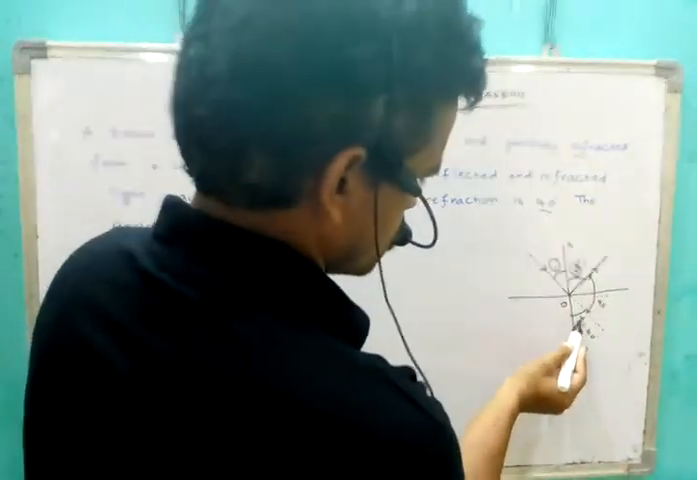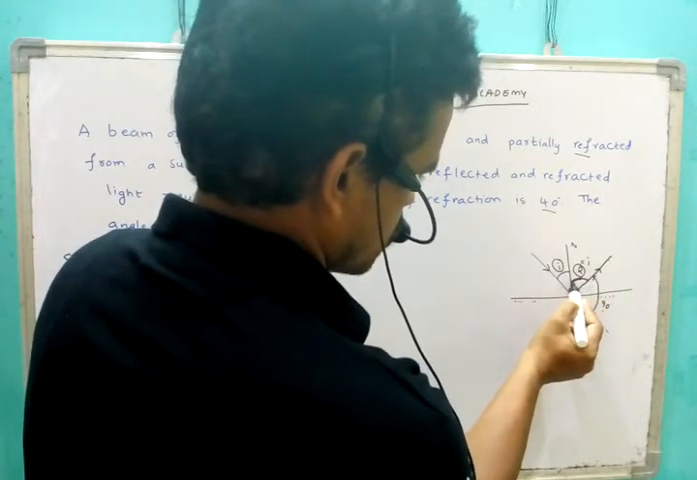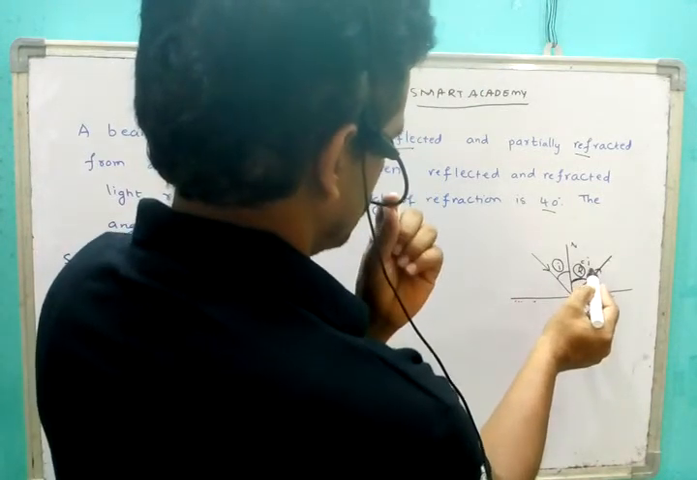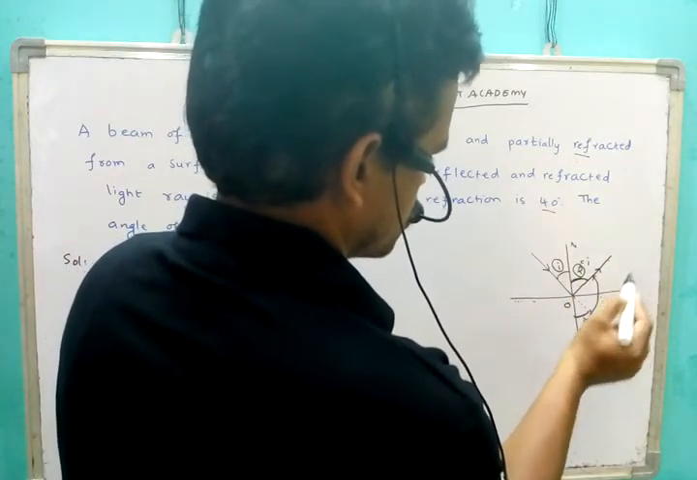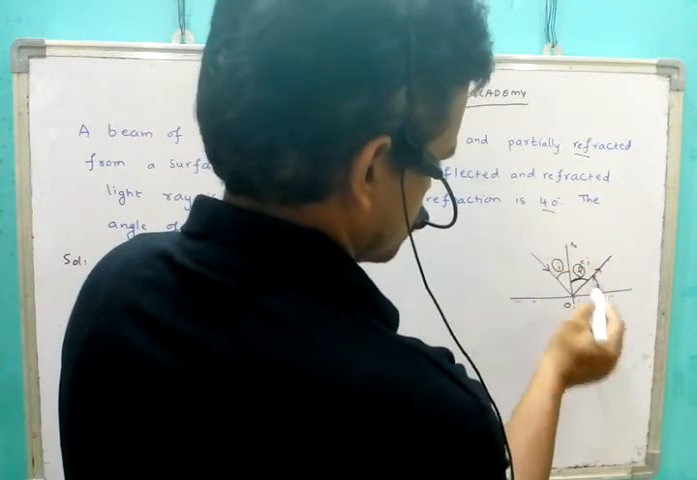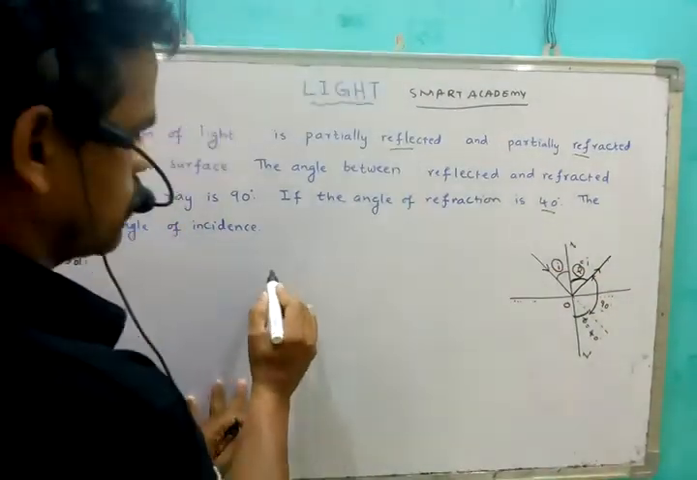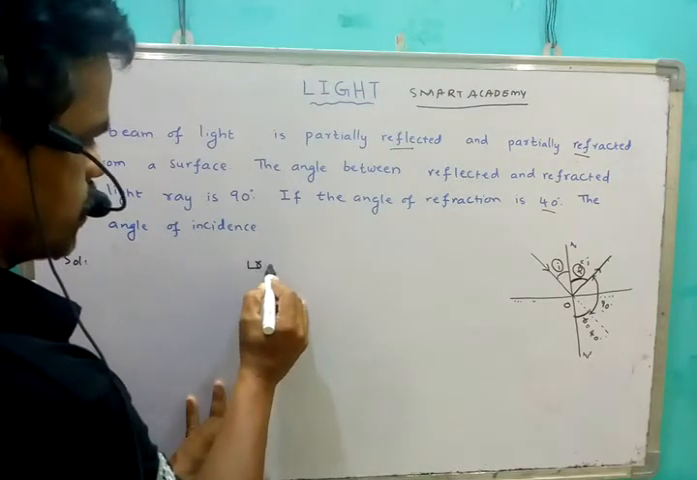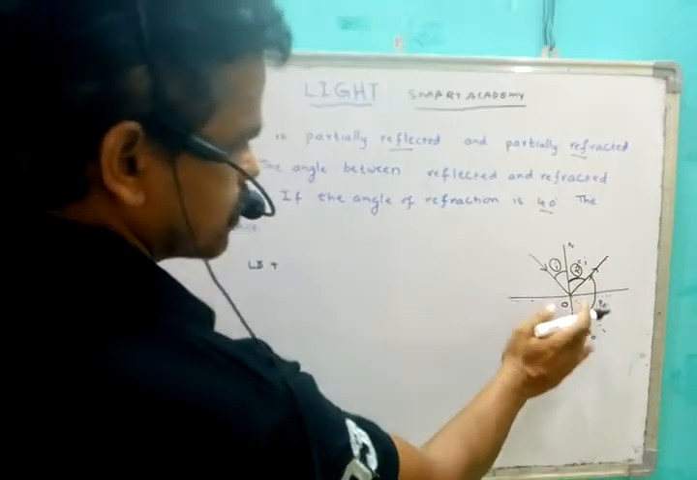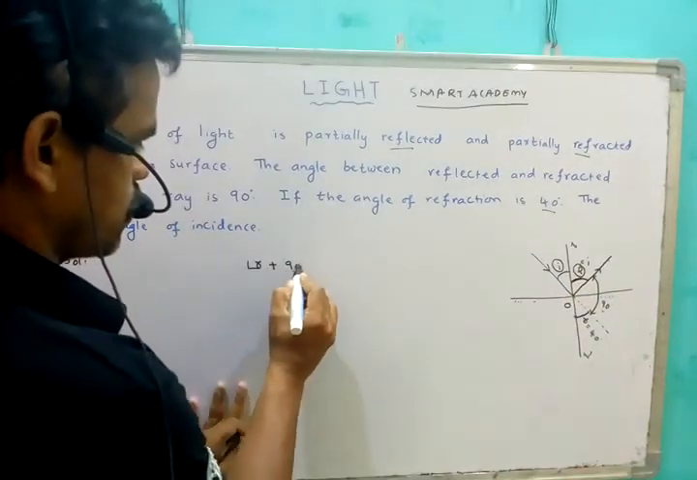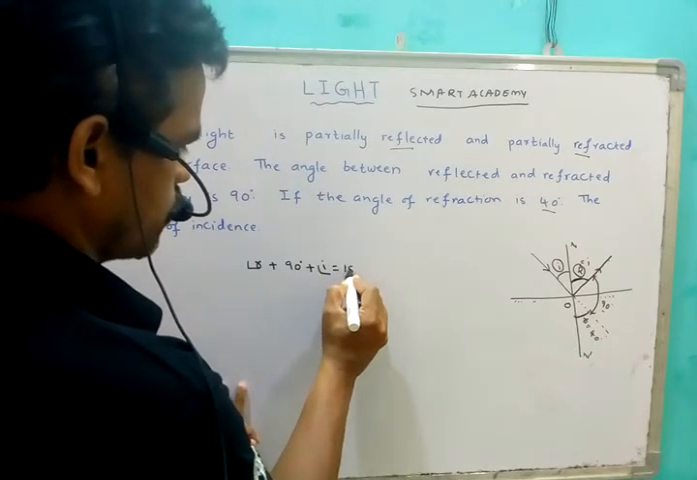Okay, now we have the discussion here. This is the refraction angle, and this is the reflected angle, which is equal to the incidence angle. Then the angle between reflected and refracted rays is 90. So the total is equal to 180 degrees: the refraction angle, plus the angle between these two rays, reflected and refracted, which is 90 degrees, plus the angle of incidence I equals 180.